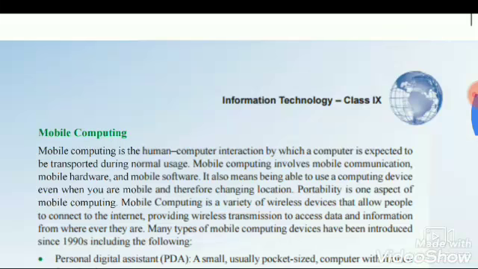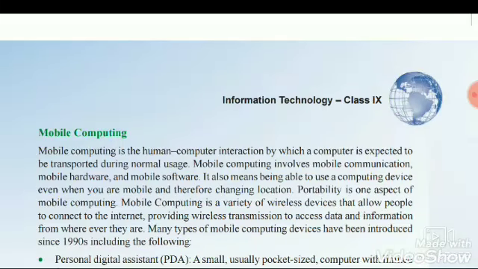After social media, mobile computing. Mobile computing is human-computer interaction in which a computer is expected to be transported during normal use. So a desktop cannot be transported during normal use. Mobile computing involves mobile communication, mobile hardware and mobile software. It also means being able to use a computing device even when you are mobile and therefore changing location.